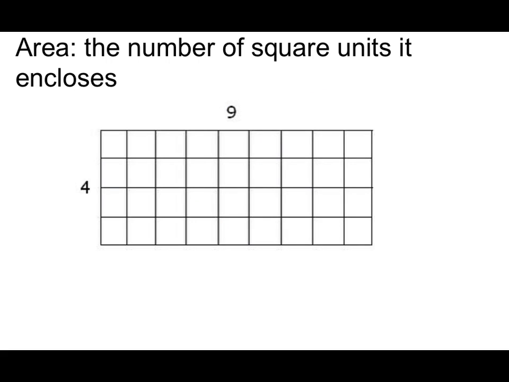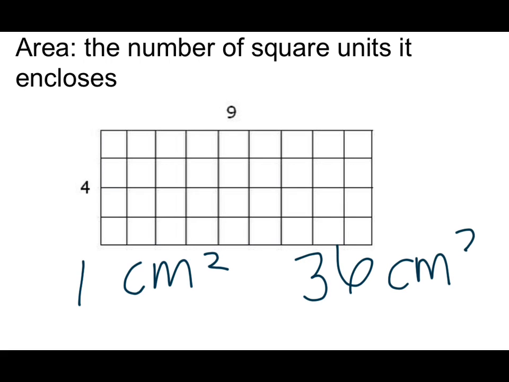The area is the number of square units that a shape encloses. The rectangle below encloses 36 square units, each with an area of 1 centimeter squared. So the area of the rectangle is 36 centimeters squared.